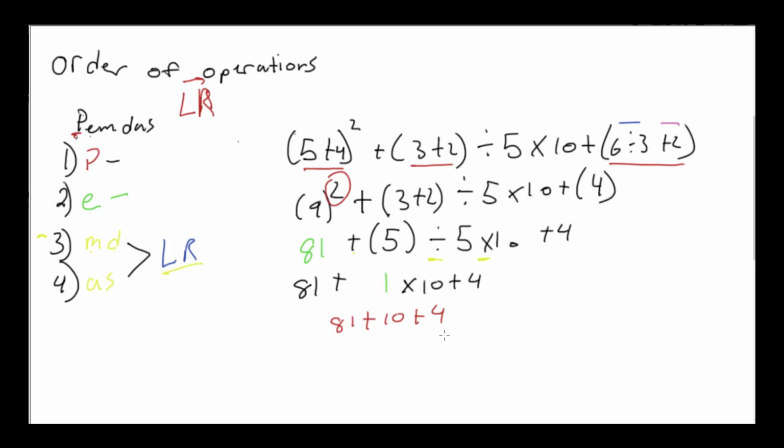And then we have addition or subtraction left to right. Addition can go in any order. It won't change the outcome. So we can do 14 plus 81. And we will come up with a final answer of 96.